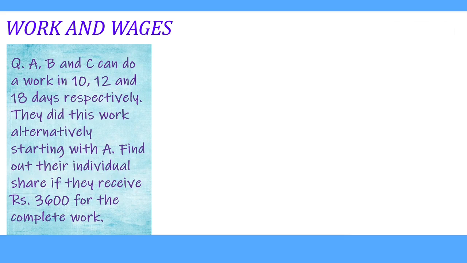We find out the LCM of their days. A can do the complete work in 10 days, so I write 10 for A. B completes the same work in 12 days, so I write 12 for B. And C completes the same work in 18 days, so I write 18 for C. And we take out the LCM of 10, 12 and 18. So the LCM of 10, 12 and 18 is 180.